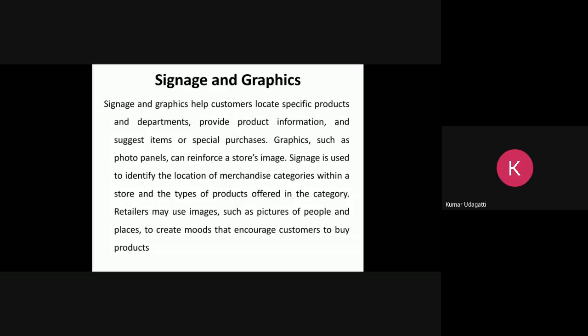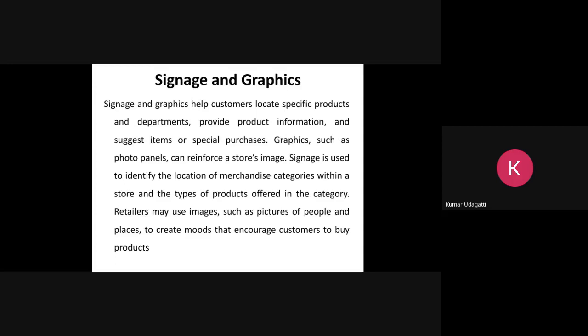Fine. So especially, as I told you, these two, signage or graphics, will be helping customers identify where specific products are located in the store, as well as the departments. They also provide information about the products. Any issues with respect to the product can be easily solved, or they are going to prepare customers before they buy certain products. And also they will be suggesting certain items or specific purchases, why it has to be purchased, what is the advantage of purchasing the product. That can also be used on the signage or graphics.